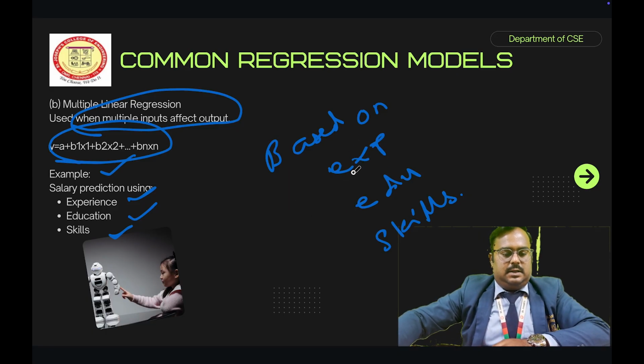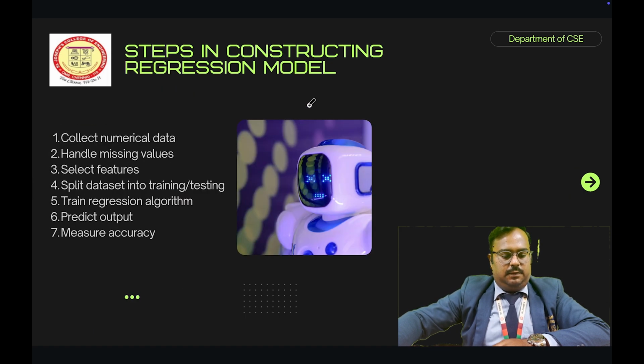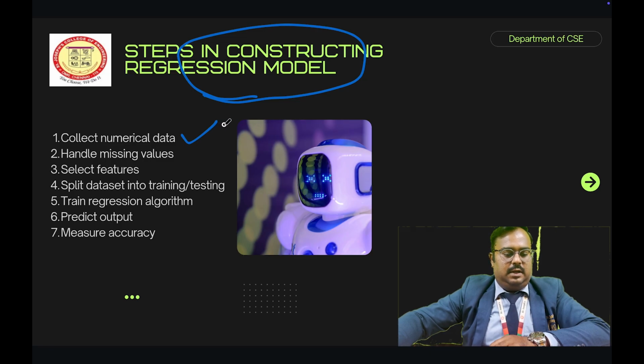So next one, steps in constructing a regression model. First one is collecting numerical data. What is meant by numerical data? Numerical data is nothing but the representation of numbers, right? So next one is handle missing values.